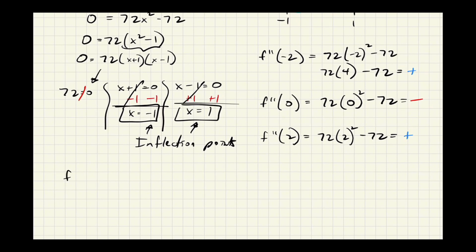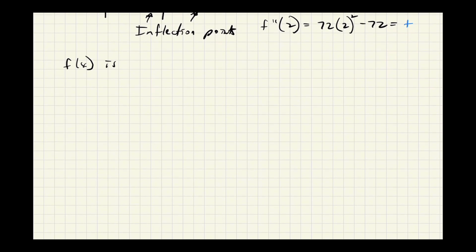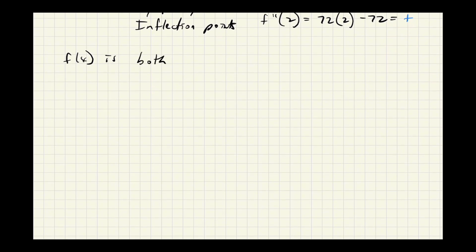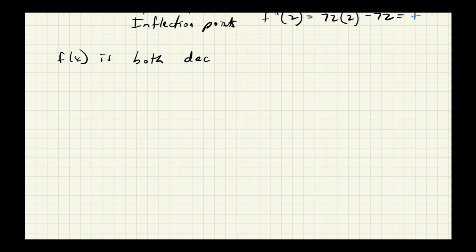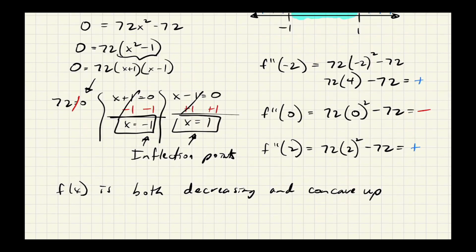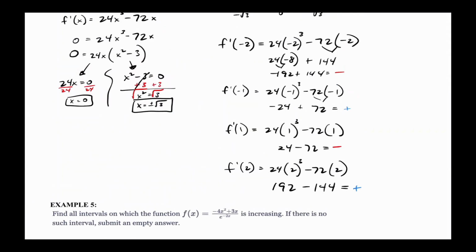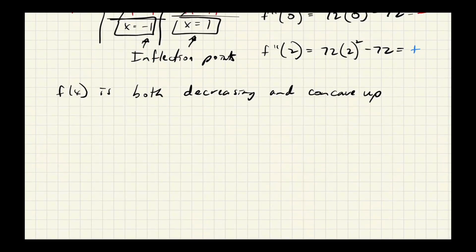So we say f of x is both decreasing and concave up or down. What am I looking at? Concave down. From 0 to 1.